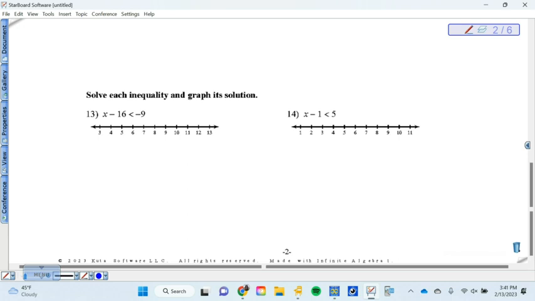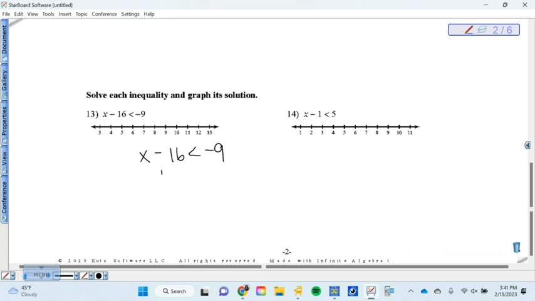Okay, number 13. Is my x solved for in 13? Is the x all by itself? No, it's not. So I need to get the x by itself. Solving inequalities is the exact same thing as solving an equation. You undo subtraction by adding, undo addition by subtraction, undo multiplication with division, undo division with multiplication. So what do I need to do here to get that x by itself?